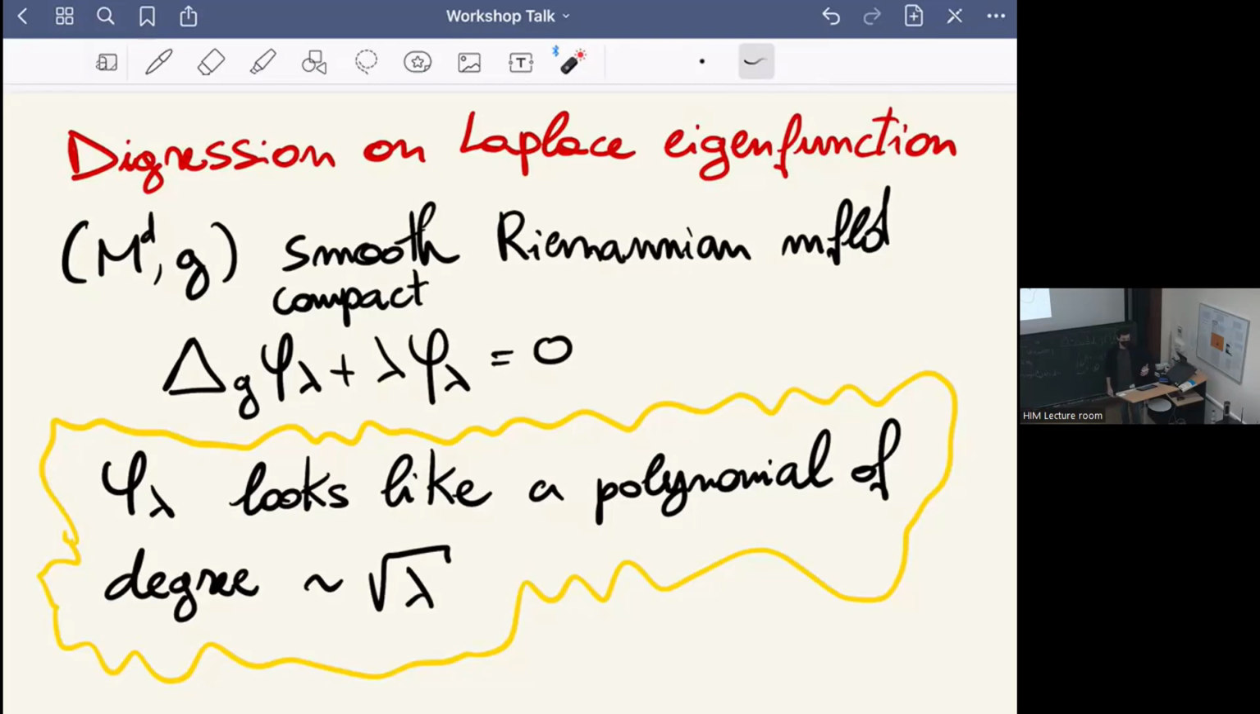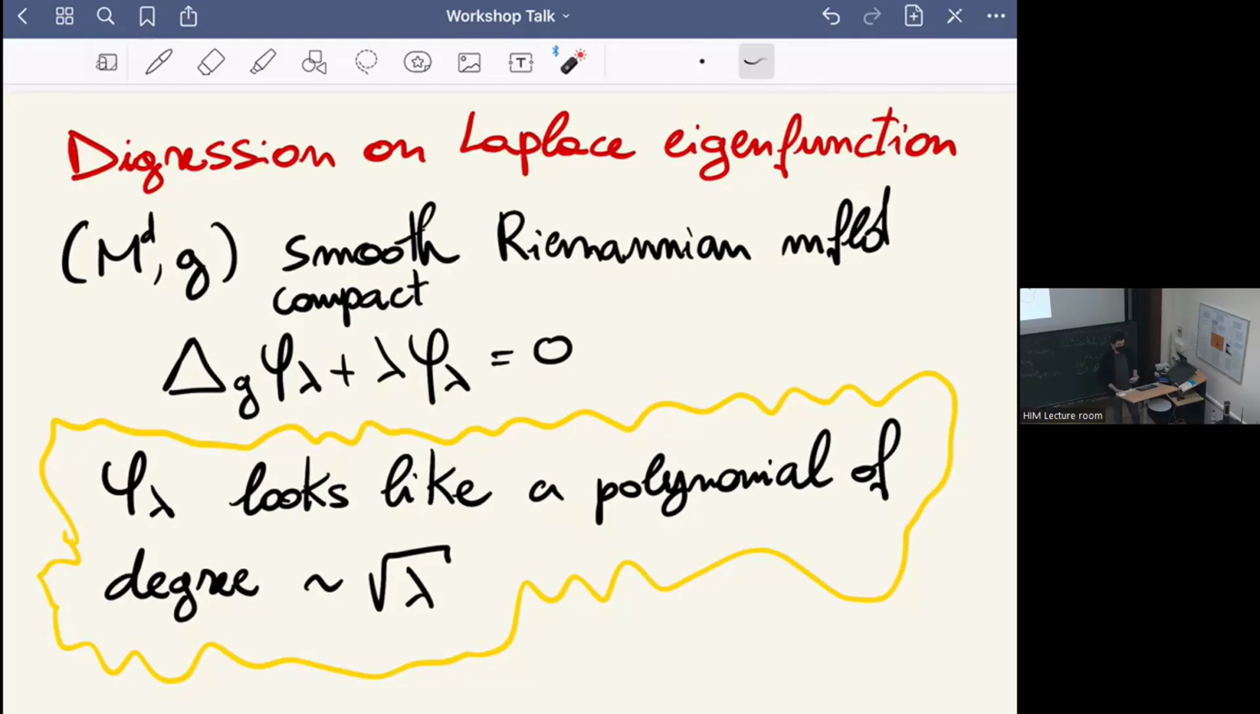The classical setting is that of a smooth compact Riemannian manifold of dimension d, with a Riemannian metric G. And the Laplace eigenvalue equation, taking the Laplace operator with respect to this metric G: Laplace_G phi_lambda plus lambda phi_lambda equals 0. The guiding principle is that these eigenfunctions phi_lambda, corresponding to an eigenvalue lambda, should look like a polynomial of degree approximately square root of lambda.